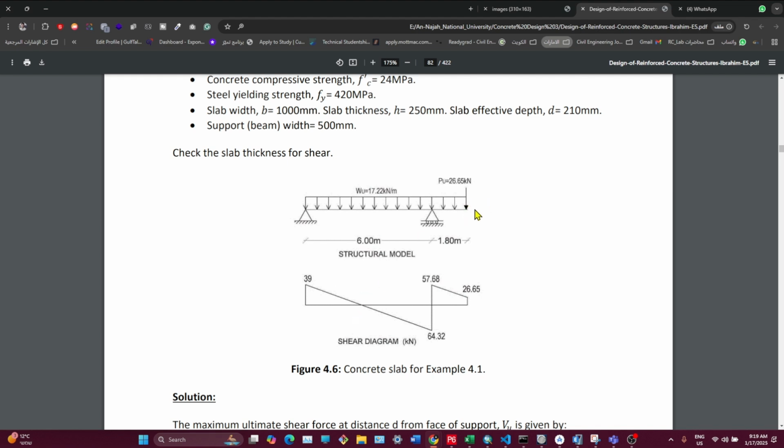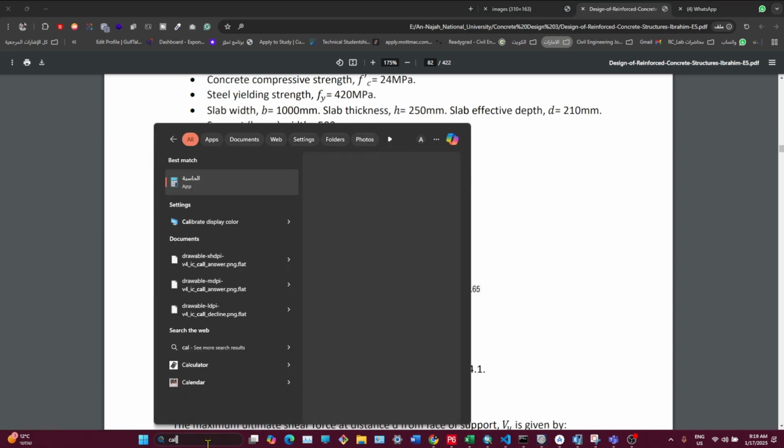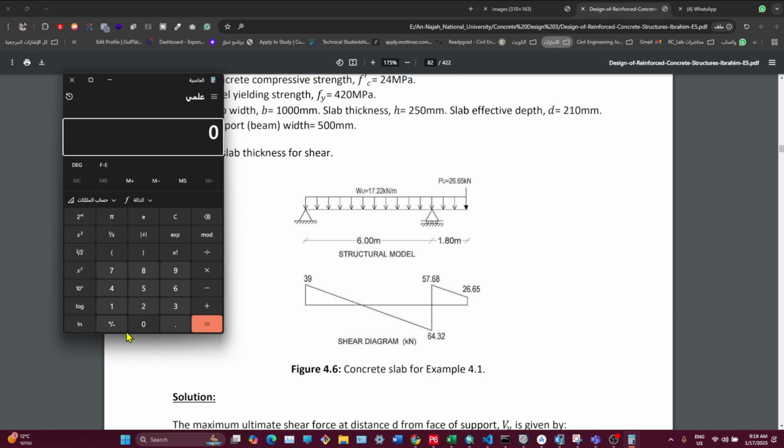Okay. So now we can simply find the end shear forces. The end shear here is equal to 26.65, and here it will be larger because we also have a uniform load of 17.22 by 1.8. Let's open the calculator. 1.8 by 17.22 is 30.99, right? Plus 26.65, so it is 55.64.